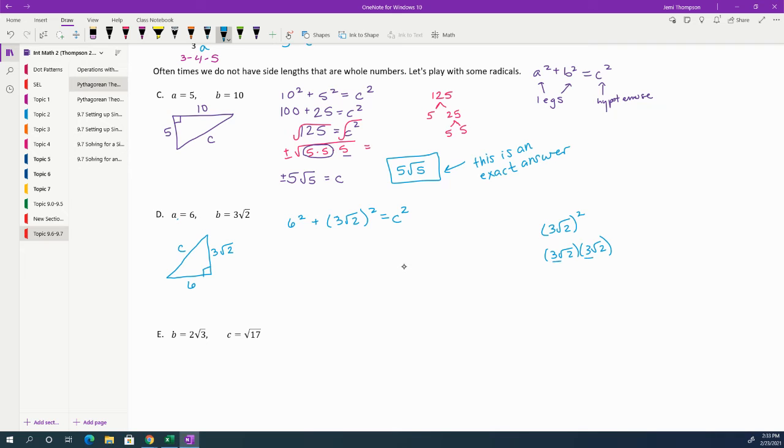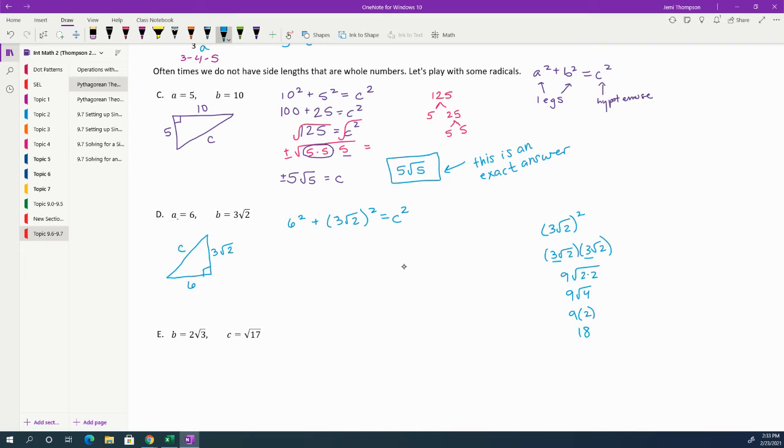So 3 times 3 gives me 9. The square root of 2 times the square root of 2 gives me the square root of 4. And the square root of 4 is 2. So I get 18 for my answer. This is the suggested way to do it.